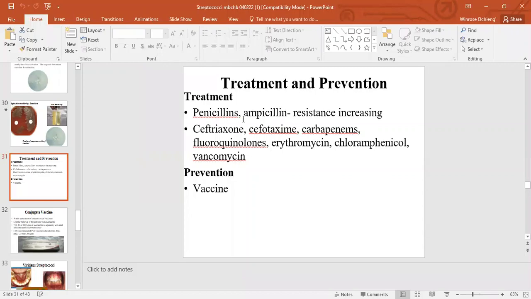It's very good, more so in inpatients. As IV, we have cefotaxime and the carbapenem antibiotics. I know you did your antimicrobials, so you understand these antibiotics, and as you go on, you'll understand them better. So these are the antibiotics of choice for treating pneumococcal infections.